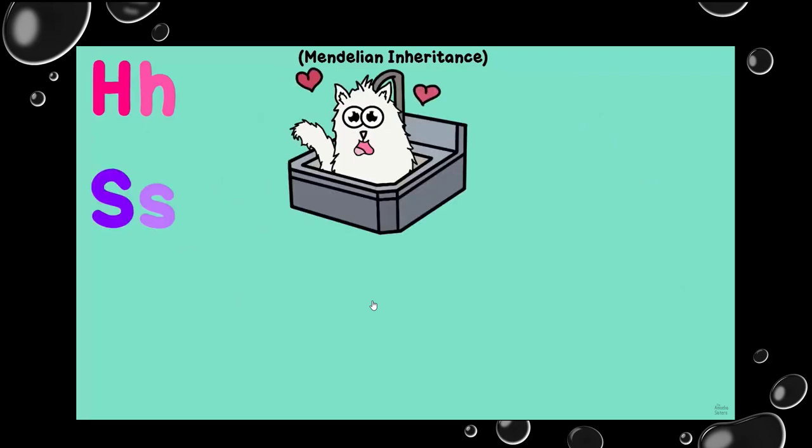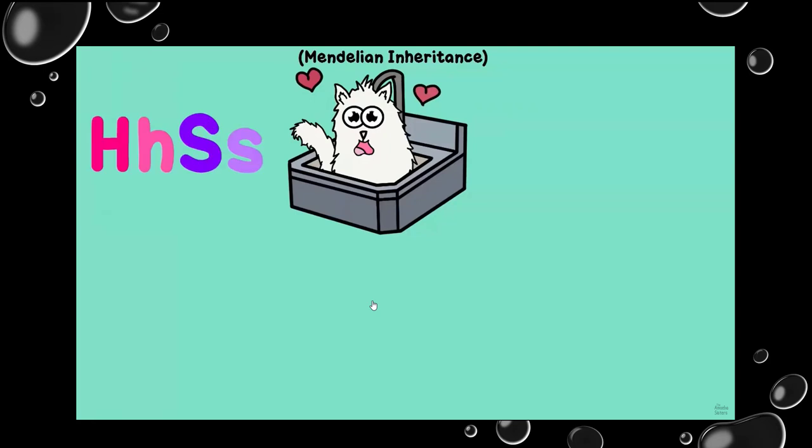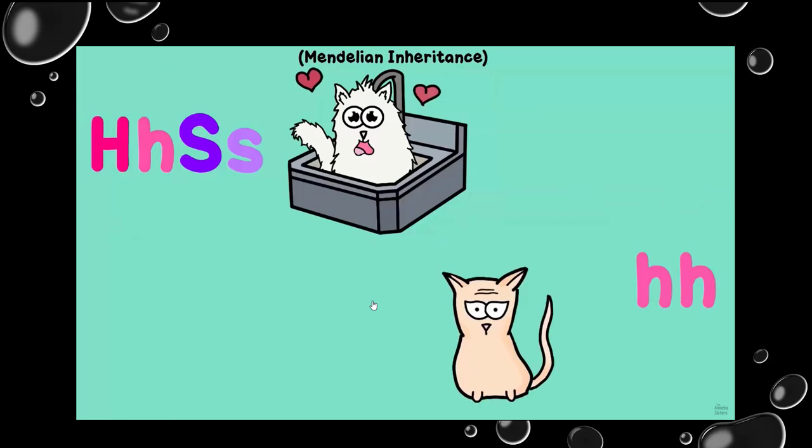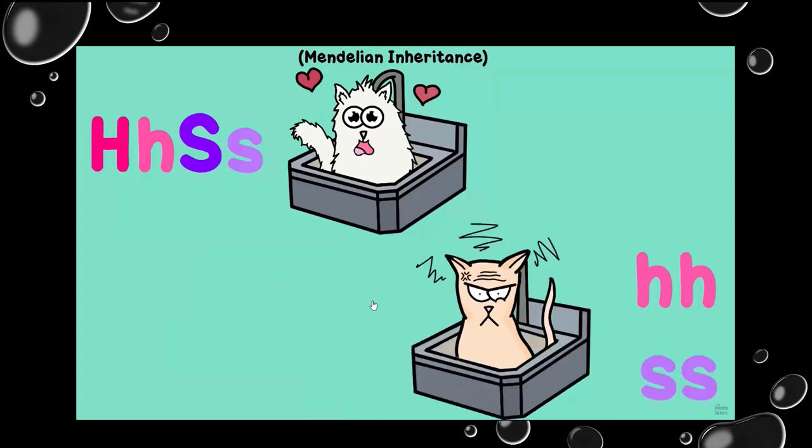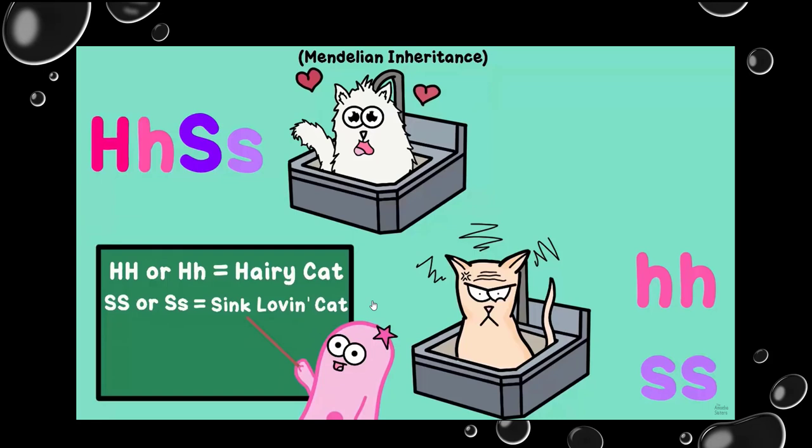Heterozygous for both traits would be represented by the genotype big H, little h, big S, little s. Now we want to cross that cat with a hairless cat that does not like sinks. To be hairless, the cat must be little h, little h. All it takes is one dominant allele, a capital H in this case, for it to have hair. And if it does not like sinks, a recessive trait in our example, then it is little s, little s. All it takes is one dominant allele, a capital S, and it would like sinks. So the second cat has a genotype of little h, little h, little s, little s.